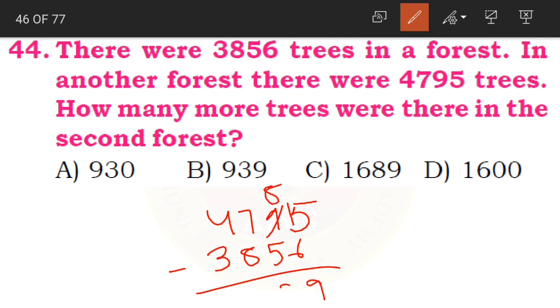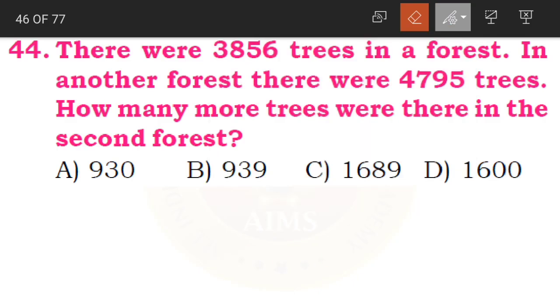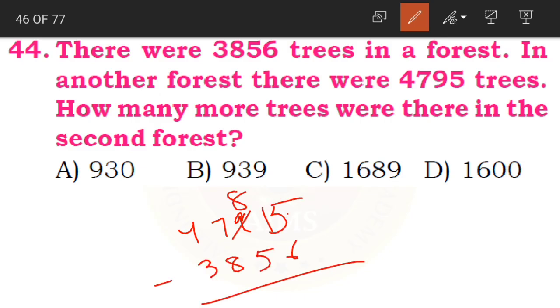15 minus 6, 9. 8 minus 5, 3. Here we need to borrow. Yes. A small mistake here: 4,795, 3,856. Sorry children, let me write it again. 4,795 minus 3,856. So 15 minus 6 is 9. 8 minus 5 is 3. Yes, so if you look at the given options, only option B has 39 at the end. So option B becomes our correct answer even without solving. Or else we can solve and check again.